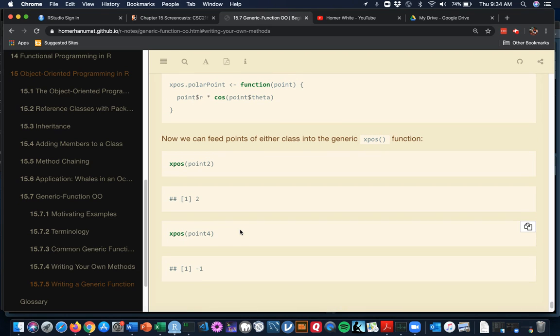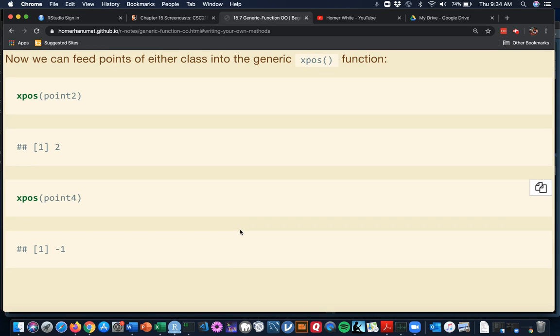In your homework for this chapter, you're going to write a generic function ypos and provide a couple of methods for it so that you can get the y position of points of either class, whether they're Cartesian points or polar points. And you'll work the same way.